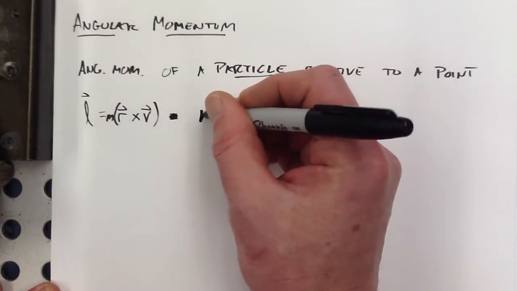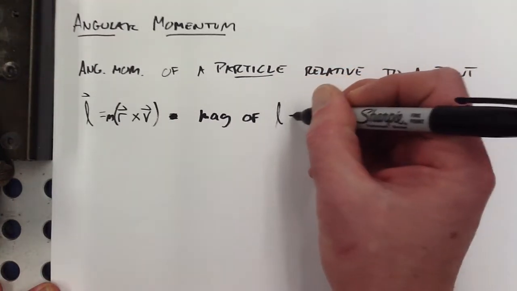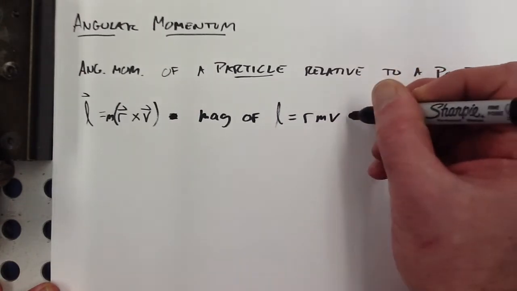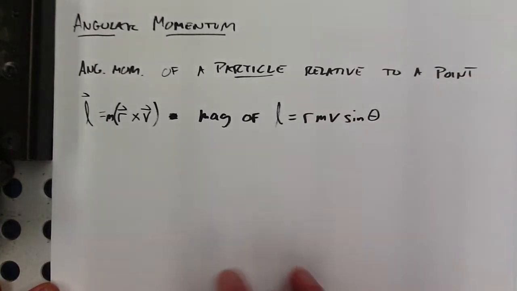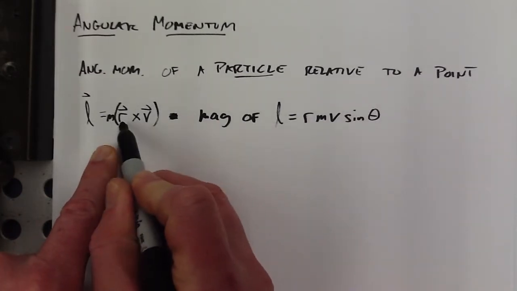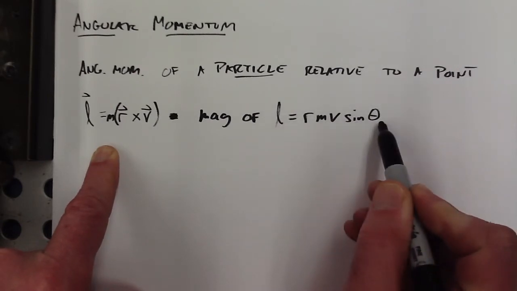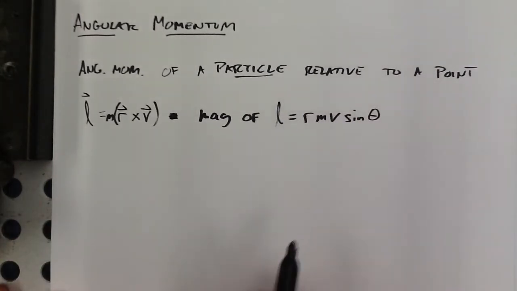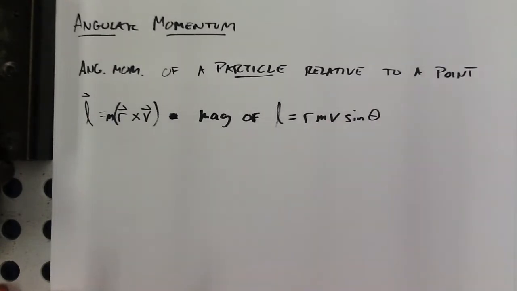So the magnitude of L is r m v sine theta. And I always write it in this order, this r m v sine theta, but you can see this is the same thing, that the way we found the magnitude of r cross v is by doing r times v times the sine of the angle in between them. So, this is very important. And just like with torque, this is very often going to be 90 degrees, but not always.